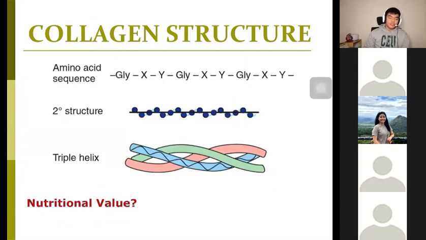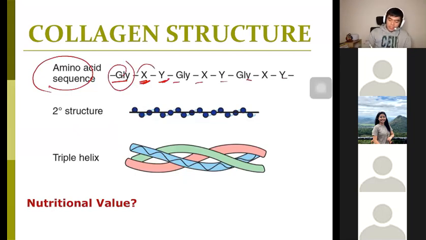Another figure that tells us the structure of collagen, we have the amino acid sequence, paulit-ulit. Ano yung X? Proline. Ano yung Y? Hydroxyproline, mas common. And then XY. Ano purpose ng glycine? Flexibility. Ang X, ang purpose ay kinks. And then Y, tensile strength.